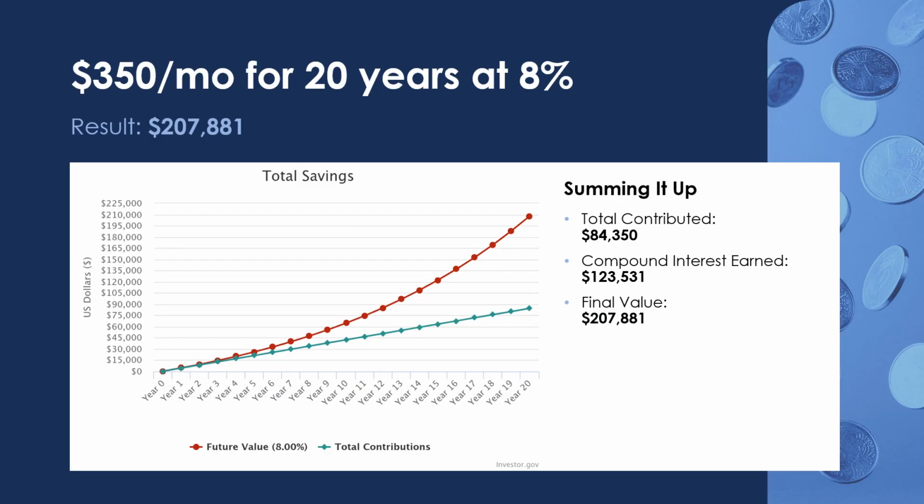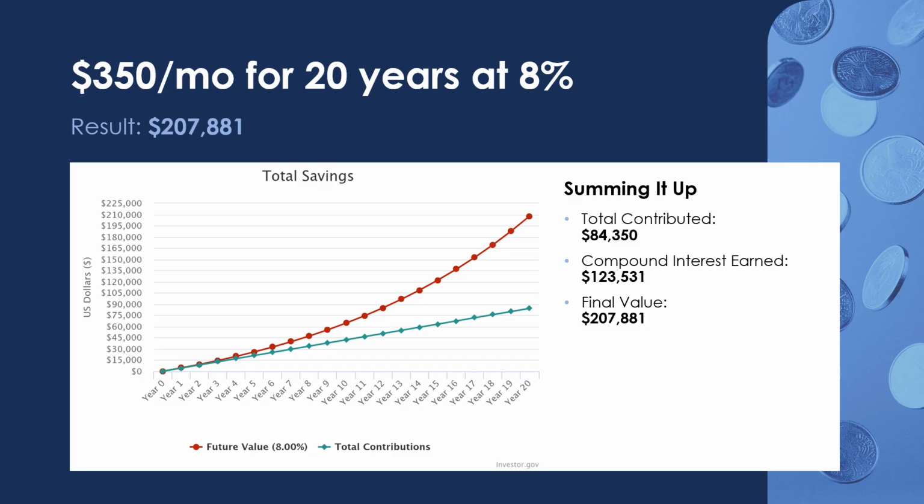Now let's look at what happens when we reduce the investment period from 40 years to 20 years. We begin with an initial investment of $350 and contribute $350 each month. This time, we invest for 20 years at an average annual return of 8%. Over the 20-year period, the total amount contributed is $84,350. The amount earned through compound interest is $123,531. This results in a final value of $207,881. Once again, compound interest earns more than the amount actually contributed.